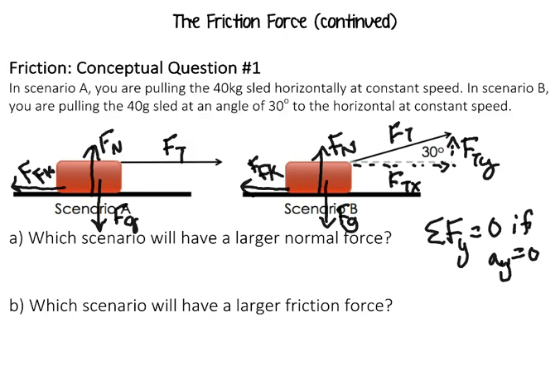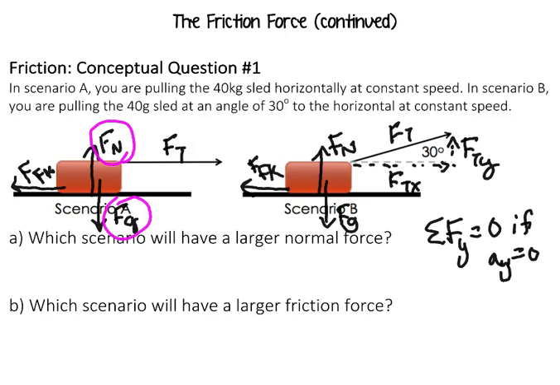It's only moving horizontally. So if I look at scenario A, I can compare the y direction forces. There's the normal force in y and gravity in y, and those are the only two y direction forces. So if I have zero acceleration in y, then I have zero net force in y. That means all the forces in the y direction have to equal each other. So Fn will have to equal Fg. They have to balance out.